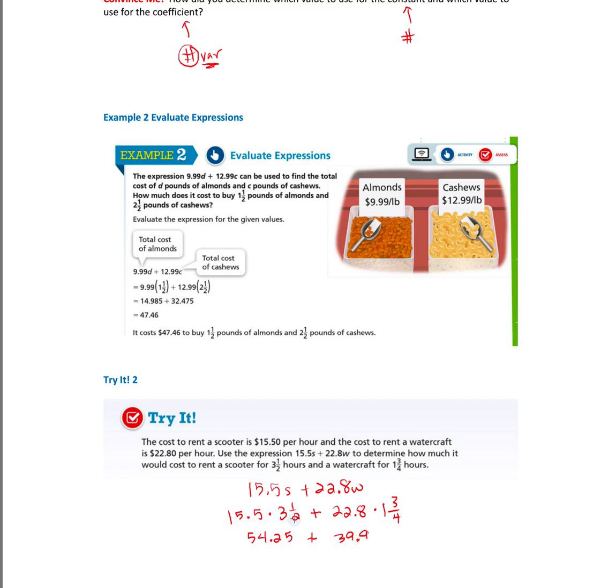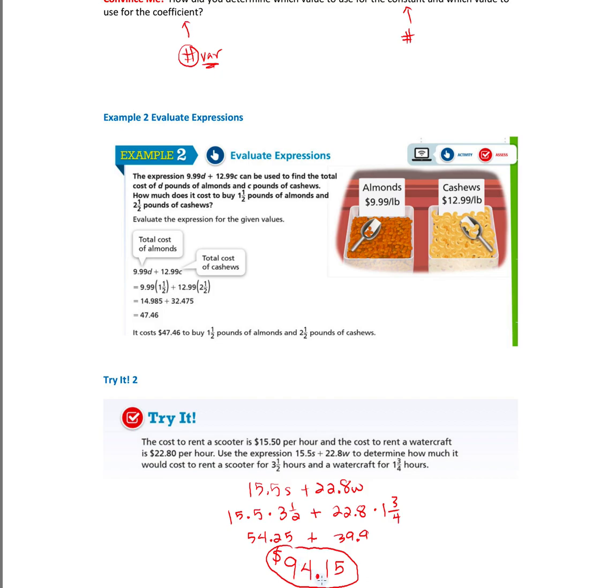So 15.5 times 3.5, I got 54.25, 22.8 times 1 3/4, I got 39.9, and then I'm just going to add those together, 54.25 added to that, and I get 94.15. And since this is a cost, I'm going to put a dollar sign with it. So it's going to cost $94.15, and then plus any tax that there might be.